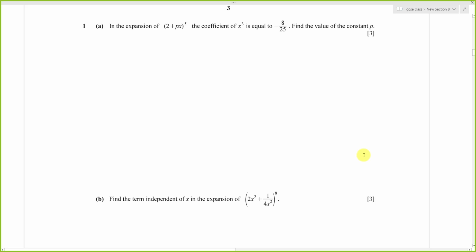So in the expansion of the bracket (2 + px) to the power of 5, the coefficient of x to the power of 3 is equal to negative 8 over 25. Find the value of p. Since the question says the coefficient of x to the power of 3 is equal to this, I can straight away get the coefficient of x to the power of 3. If you're familiar with the formula, then it will be easier.